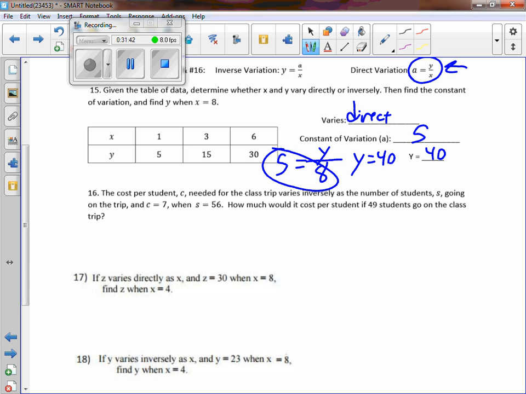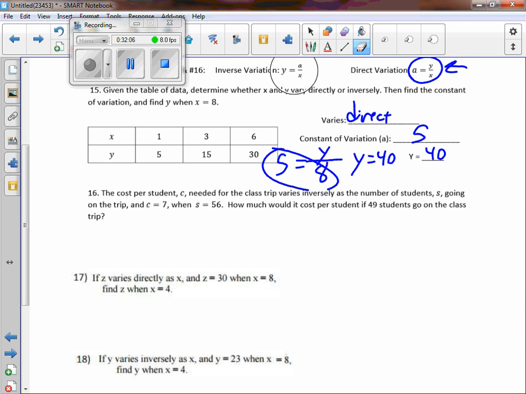Number 16 is a word problem. The cost per student C is needed for the class trip that varies inversely as the number of students going on the trip, and C equals 7 when S equals 56. How much would it cost per student if 49 students go on the class trip? So it says right here, varies inversely. We are using that formula.